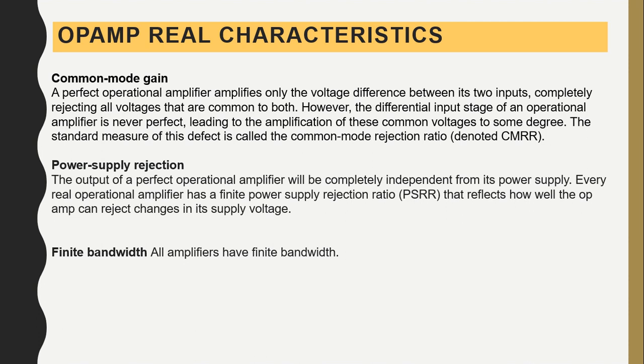Similarly, power supply rejection ratio is another parameter. The output of a perfect amplifier will be completely independent from its power supply. Every real op-amp has a finite power supply rejection ratio that reflects how well the op-amp can reject the changes in its supply voltage. This you can also see in the datasheet in dBs. Another parameter, finite bandwidth. All amplifiers have a finite bandwidth, but in the datasheet it is linked with the gain bandwidth product. That's how they will mention it.